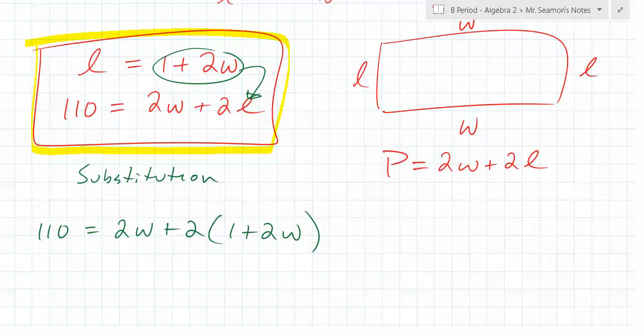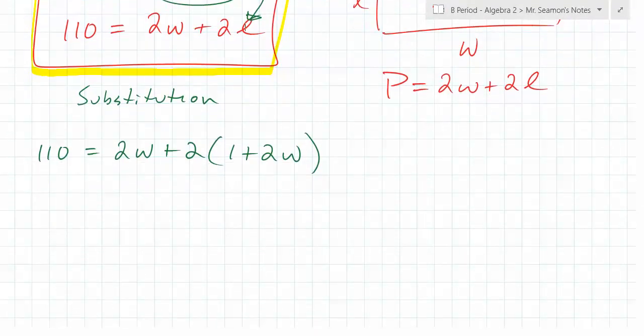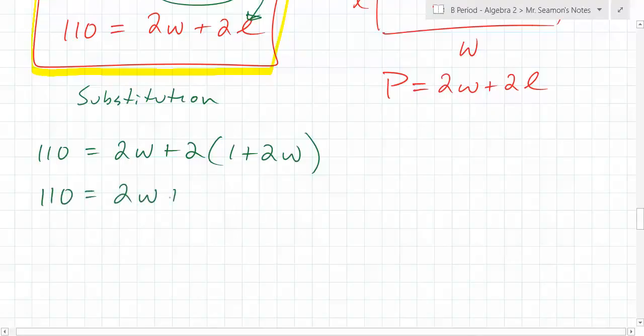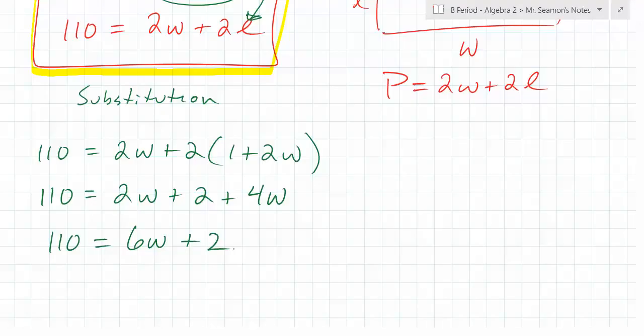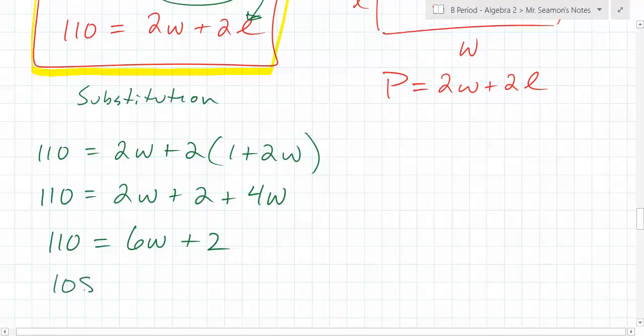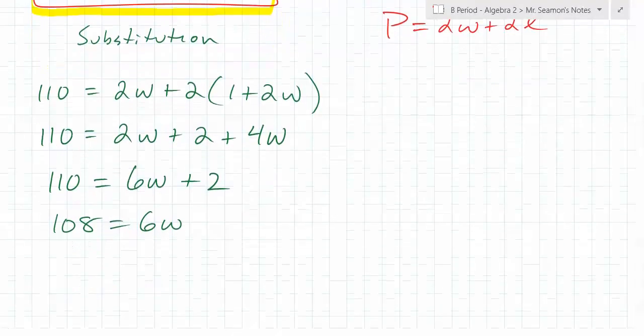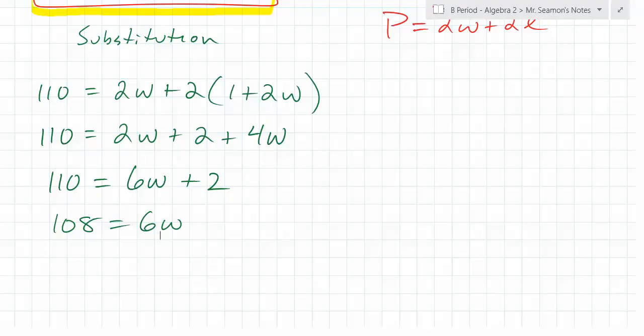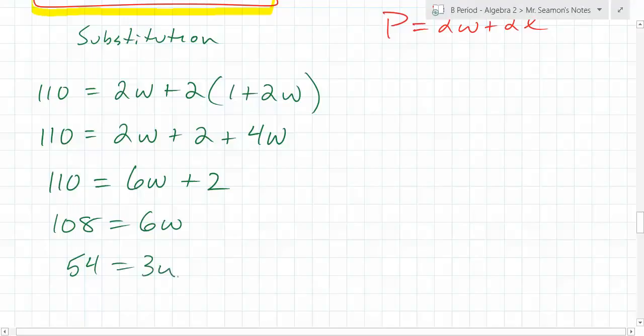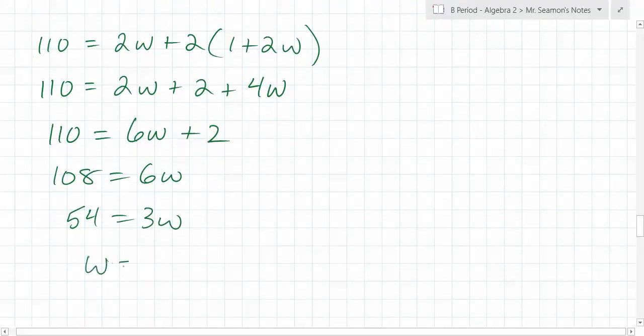Now, how many equations do we have in green right there? One equation, one variable. Can we solve it? Yeah. 110 is equal to 2W plus 2 plus 4W. 110 is equal to 6W plus 2. What do I subtract from both sides? 2. For those of you writing this down, please stop. What's 110 minus 2? 108. And now we can divide by 6 or we can divide by 2 first. What's half of 108, Gabby? 54. So 3W equals 54. Now we divide by 3, so we know that W is equal to 54 over 3.